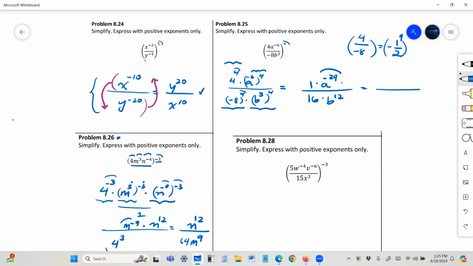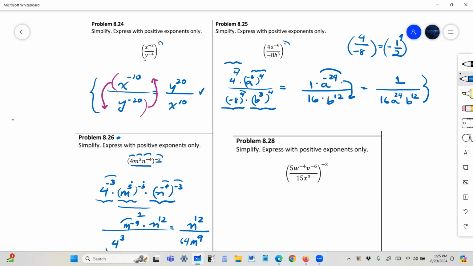That is in the numerator. It has to go back to the other side of the fraction. So my numerator is only 1 now. I have 16 a to the positive 24, b to the positive 12. And this is my final answer.